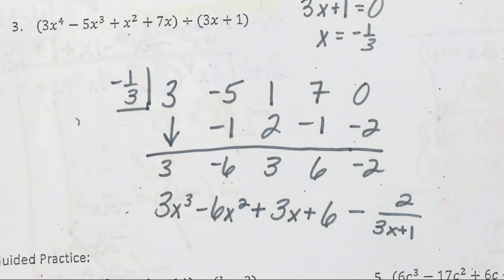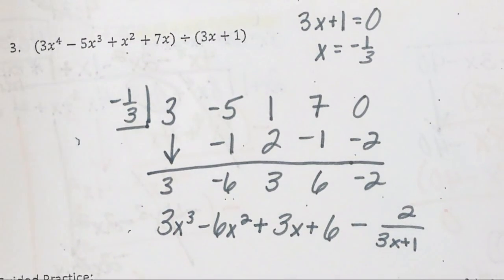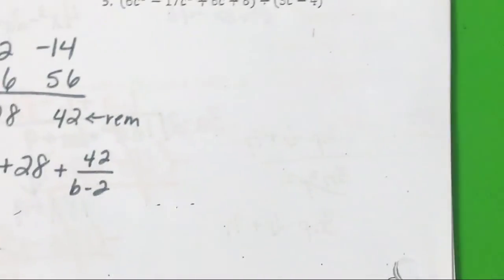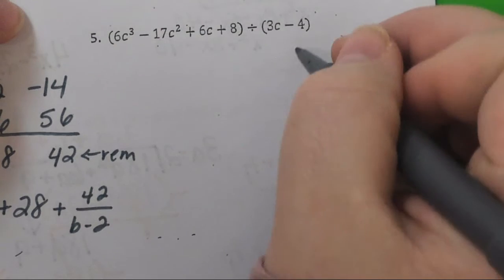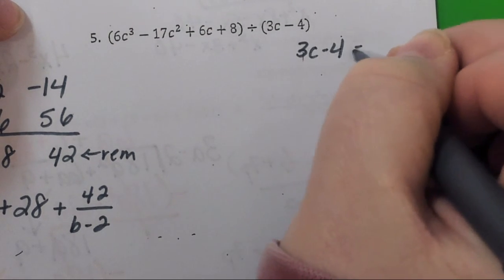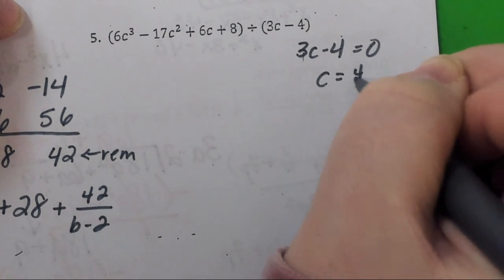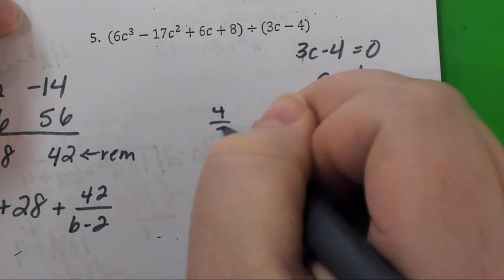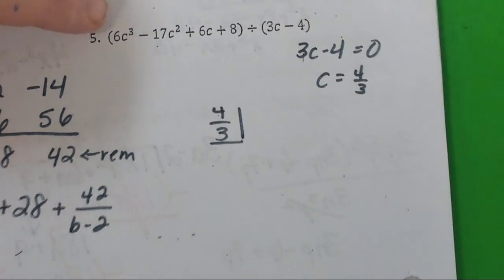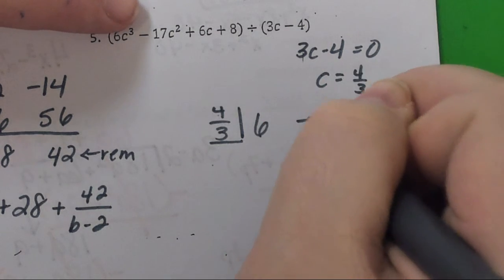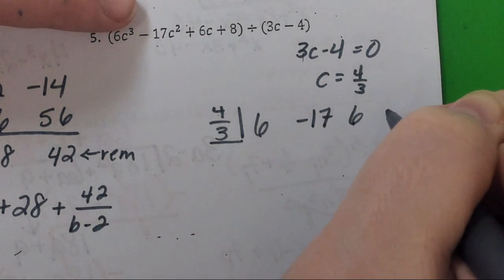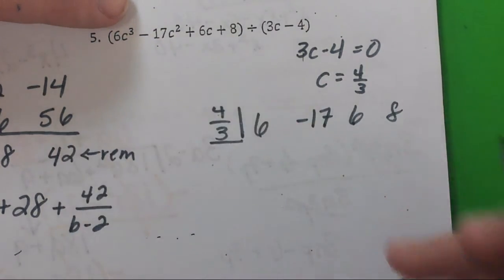Again, when I get to choose, anytime I see something that's not a 1 in front of the x, and we're asked to do synthetic, I say, oh, pass. I don't think so. Okay, I'll do number 5 quickly, but anyway, moving on. So 3c minus 4, if I set that equal to 0, I would get c equals 4/3. So I'm wanting to do 4/3 into 6, negative 17, 6, 8, 3, 2, 1, 0.